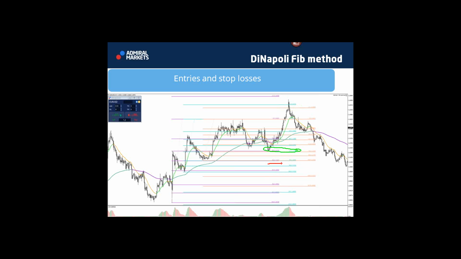Now the entry I would add myself could be done in multiple ways. One could be a pending order. One could be waiting for, if you're able to monitor the charts, candlestick reaction to that fib confluence, for instance, as a different way of entering besides a pending order.